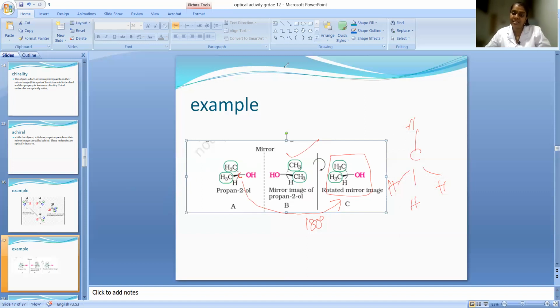So what I said, again I'm repeating. If you take this, first you check whether it is asymmetric or not. It is not asymmetric. You take the mirror image, and after that you rotate it by 180 degrees. See if A and C are superimposable. If they are superimposable, the molecule will be achiral, and they are not optically active. Clear?